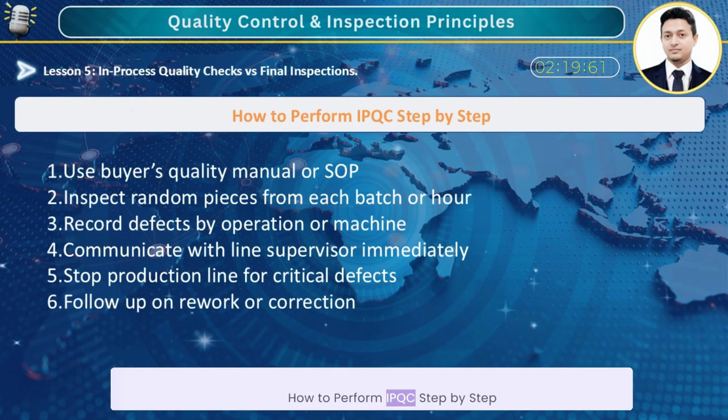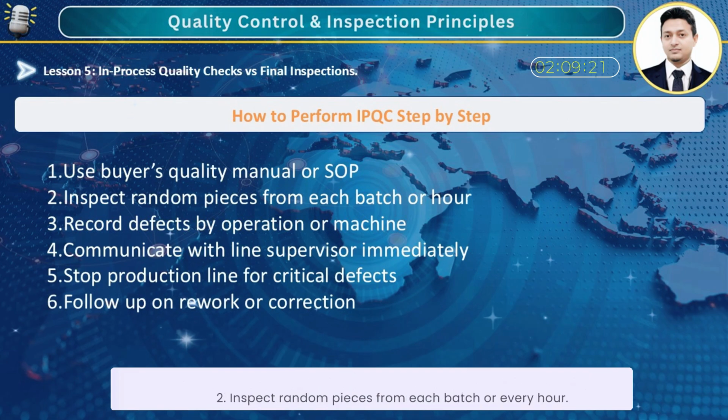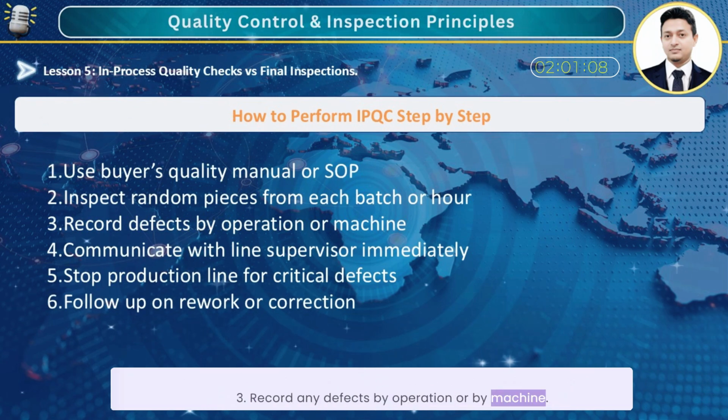How to perform IPQC step by step. Here's how to perform IPQC step by step. 1. Follow the buyer's quality manual or your factory SOP. 2. Inspect random pieces from each batch or every hour. 3. Record any defects by operation or by machine.